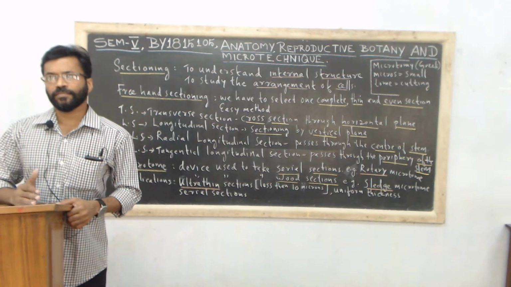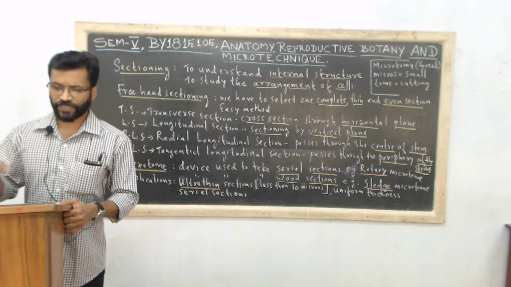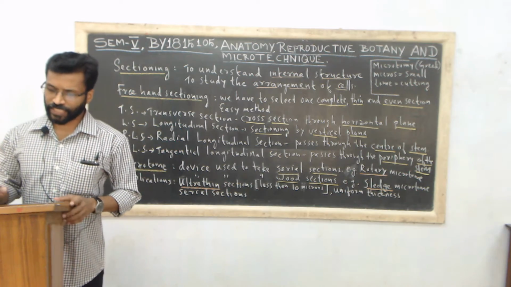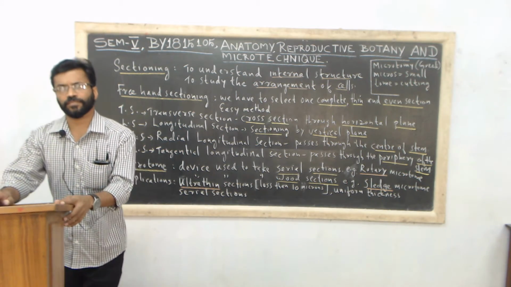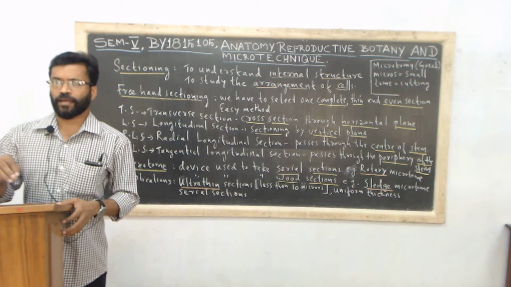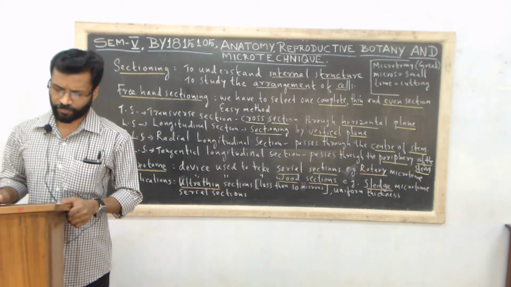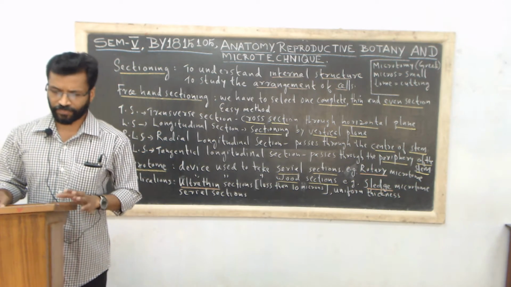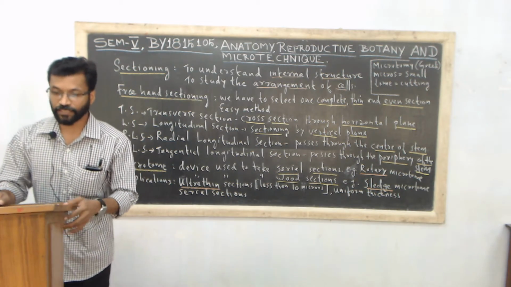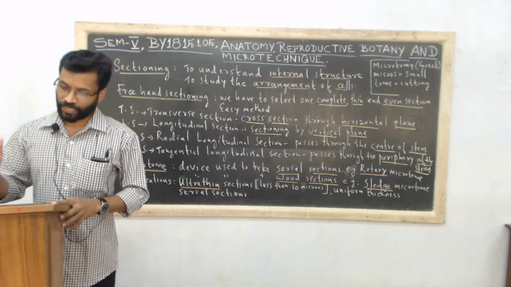That is, thick sections are obtained in freehand sectioning. Serial sectioning is not possible. Serial or continuous sectioning is not possible. At one time, only one section is obtained. That is the problem or disadvantage of freehand sectioning. The advantage is that it is an easy method, and no sophisticated instrument is required.